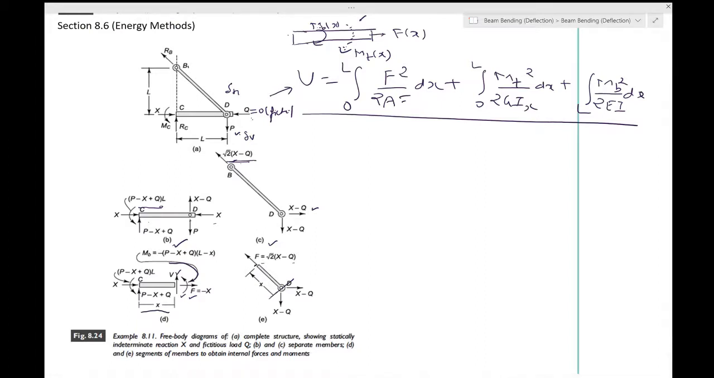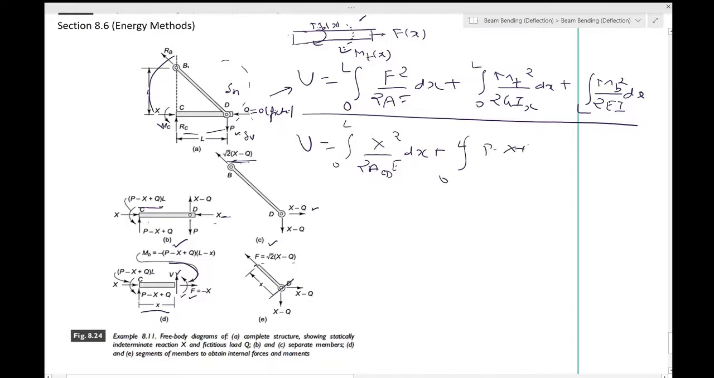Now the total strain energy in this case is due to... when you want to write a total strain energy, you have to write it for the whole system, not for an individual rod. So that is due to longitudinal and bending loading in CD. So let's write that, 0 to L, x square. Let's take the longitudinal one first: x square by 2 A_CD, area of CD, E into dx, plus now you will have the bending, that would be 0 to L, P minus X plus Q into L, this term, divided by 2EI dx.